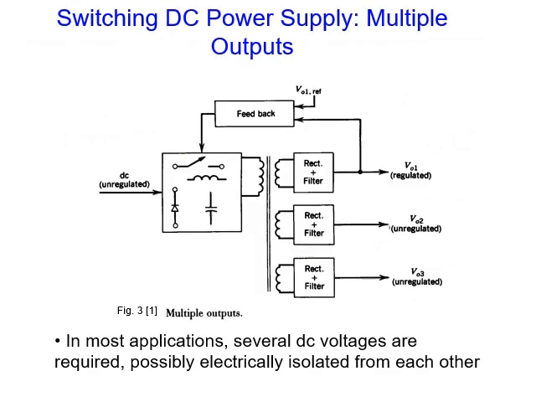Now for multi-output, we may use on the secondary side more than one winding, each connected to a rectifier to produce different voltages according to the applications you are using this DC power supply for.